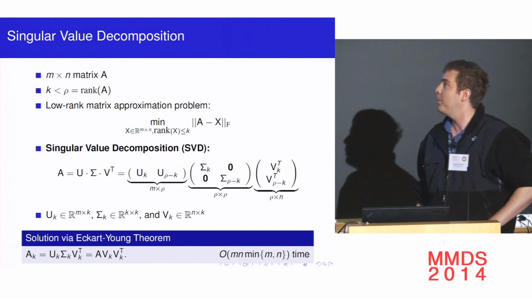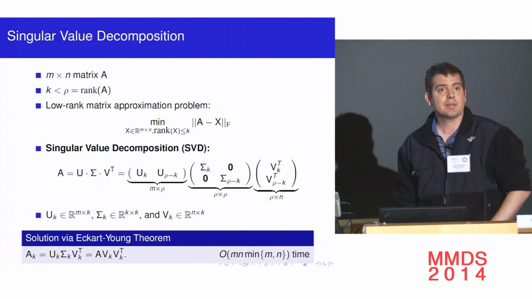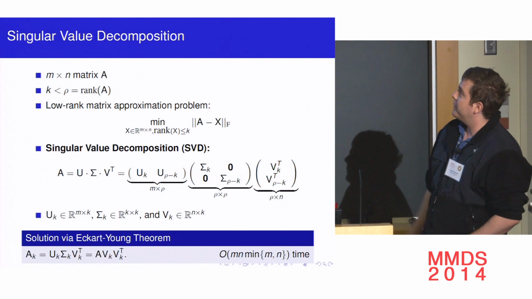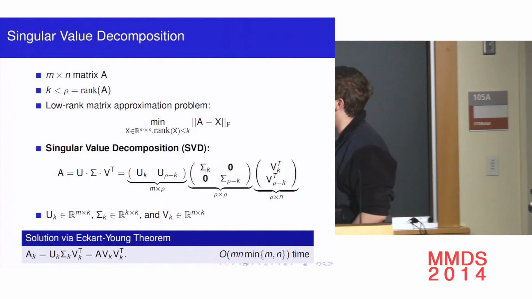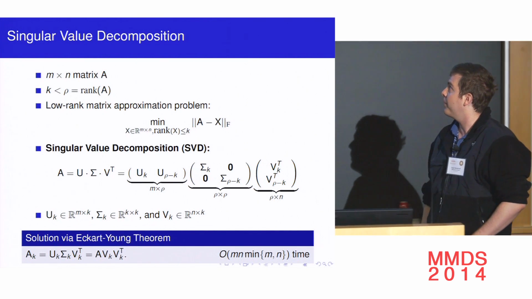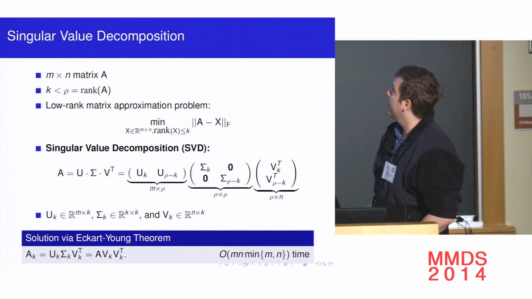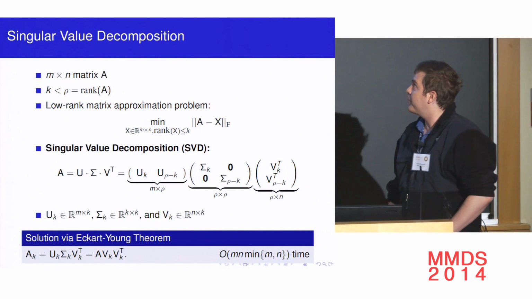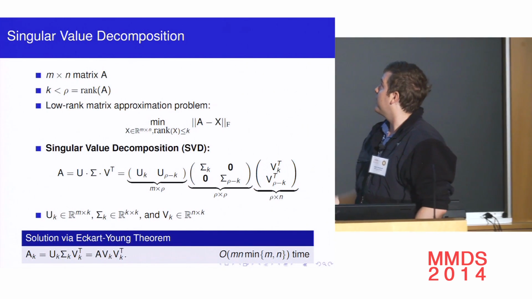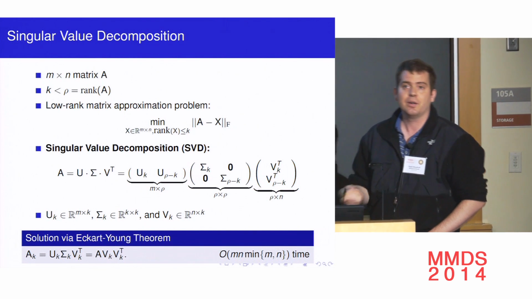The columns are orthonormal. We let U sub k be the top k left singular vectors. Then we have this matrix sigma, which is diagonal, and the entries are positive. Sigma 1 is the largest, and they're in non-increasing order. We let sigma k be the top k singular values. And finally, this matrix V transpose, the rows are the right singular vectors. And we let V sub k transpose be the top k right singular vectors, or equivalently the principal components.